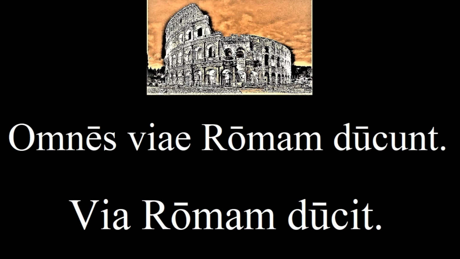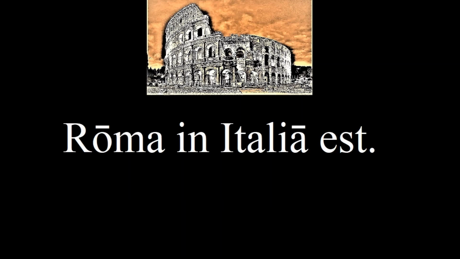Nota bene. Notice that we used Romam by itself. Certain places don't require a preposition, and Rome is one of them. But we conjugate it in the accusative form because it's the object or aim of the verb. The next sentence is a gimme. Roma in Italia est. Rome is in Italy. Hopefully you knew that. But with Italy, we used in plus the ablative, just like in silva. Using this, say Italy is in Europe.